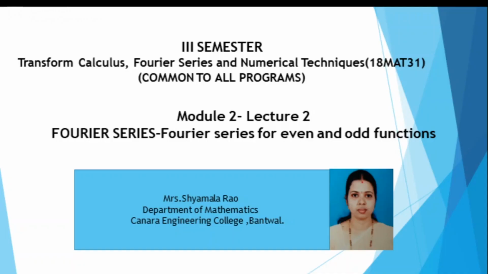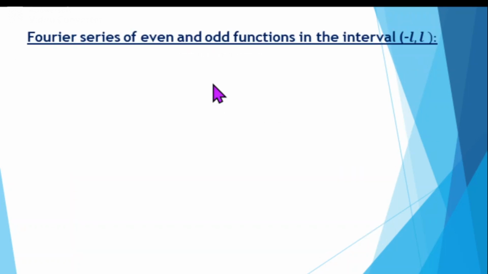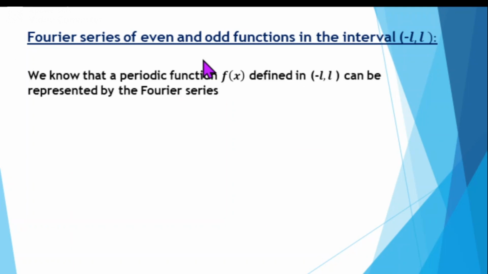Dear students, welcome to the second lecture of Module 2 Fourier Series. In the last lecture, we have started the Fourier Series. In this lecture, we will study how to obtain the Fourier Series of periodic functions which are either even or odd. Before we see what are Fourier Series for even and odd functions, let us recall the definition of Fourier series for the periodic function in the interval minus L, plus L.